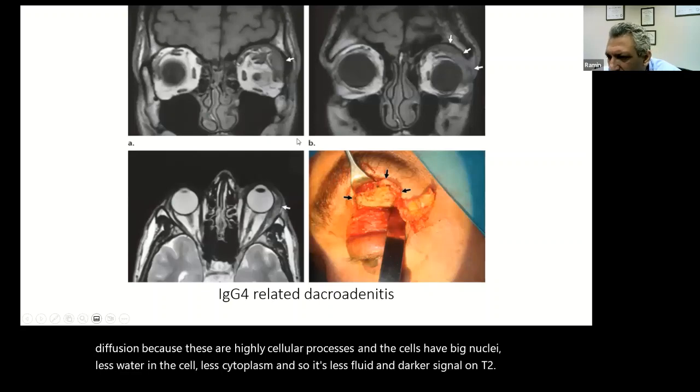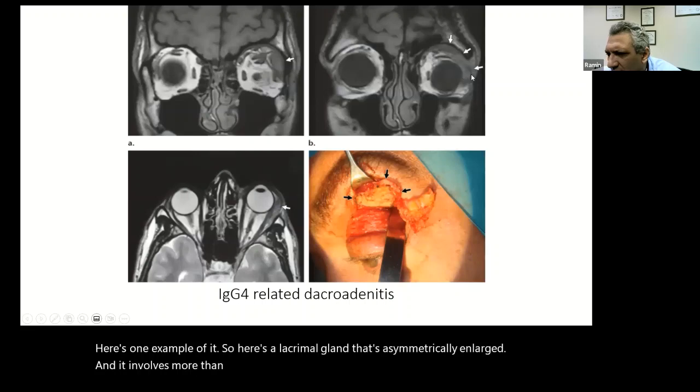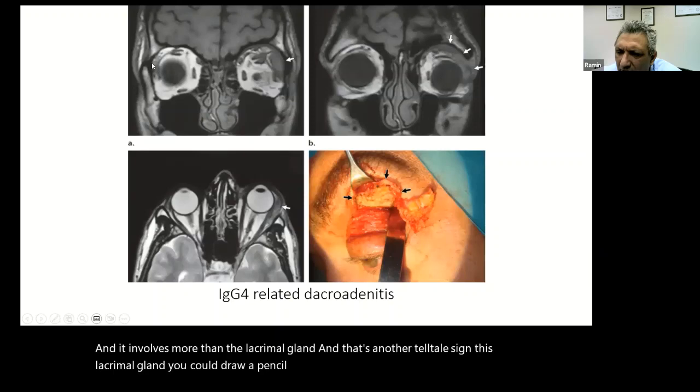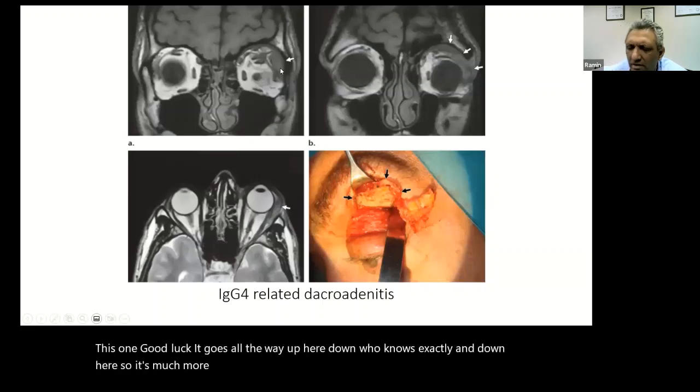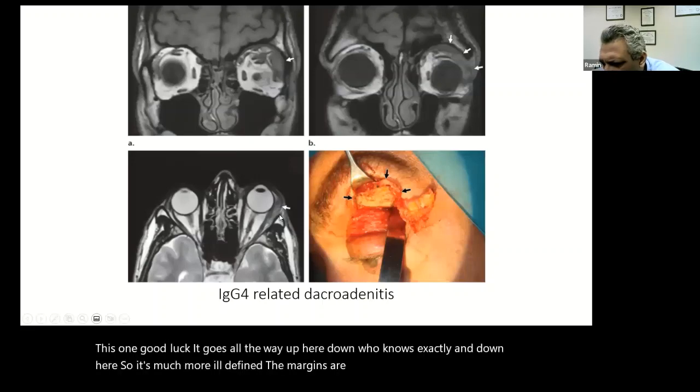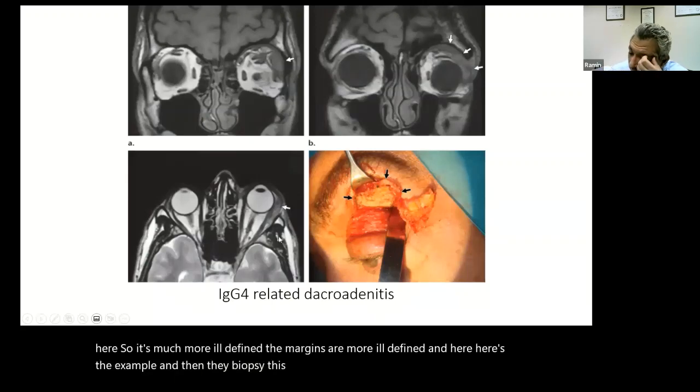Here's one example of it. So here's a lacrimal gland that's asymmetrically enlarged, and it involves more than the lacrimal gland, and that's another telltale sign. This lacrimal gland, you could draw a pencil around it and say, I can actually draw this gland right here. This one, good luck. It goes all the way up here, down, who knows exactly. And down here, so it's much more ill-defined. The margins are more ill-defined. And here's the example, and then they biopsied this person for dacryoadenitis.